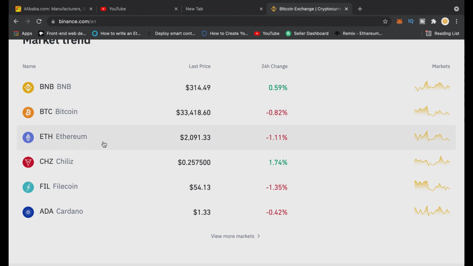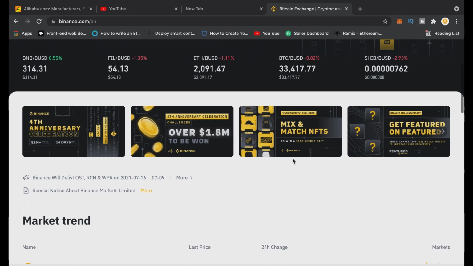So here is Ethereum and this price, then here is Filecoin, this price, and ADA, Cardano, yeah. So this is the price, this price last change within the hour, right? So here is just a brief news on what they will list and stuff like that.